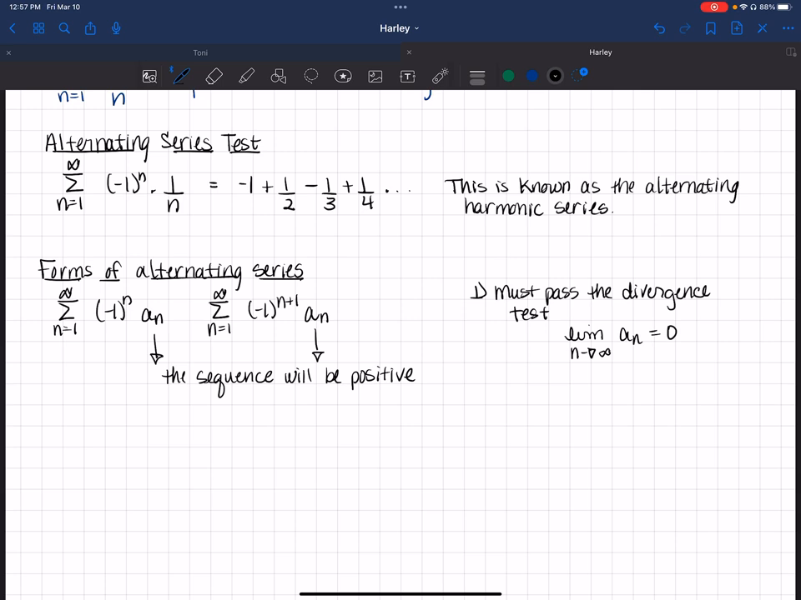It can't equal 2. It can't equal -10. It can't go to infinity. It can't go to negative infinity. It must be equal to 0.